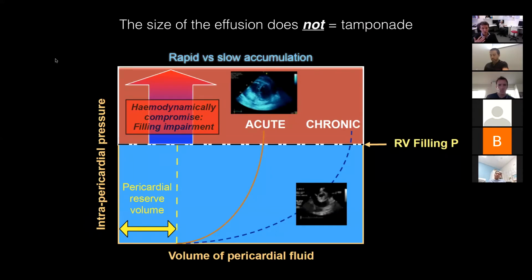The size of the effusion does not give you the idea of tamponade. So the examples that we had in that first page, number one, where I had that massive pericardial effusion, that was someone who had uremia or something who walked into our lab. If you've got a pericardial effusion that comes over time, you'll see this chronic increase in volume. You're not going to get the signs of tamponade until very late in the volume of pericardial fluid. And we can drain up to 1 liter of fluid off some people, as opposed to someone who's got acute tamponade.